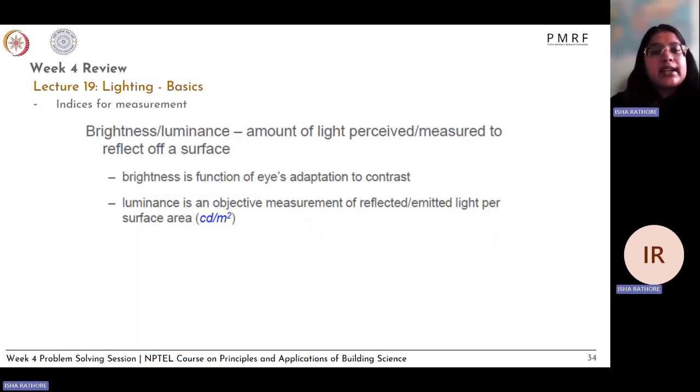And then the brightness or luminance is the amount of light perceived or measured to reflect off a surface. So the brightness of light. It's also a function of the eye's adaptation to the contrast which is being observed. Luminance is also an objective measurement of the reflected or emitted light per surface area. And this is measured in candela per meter square.